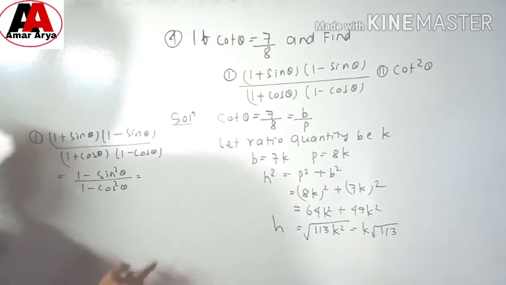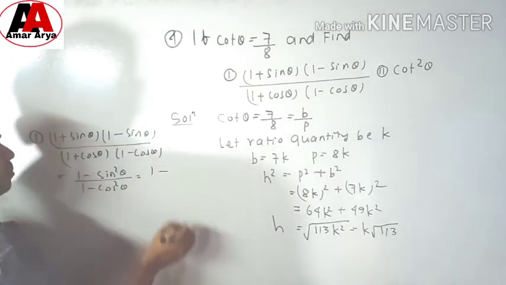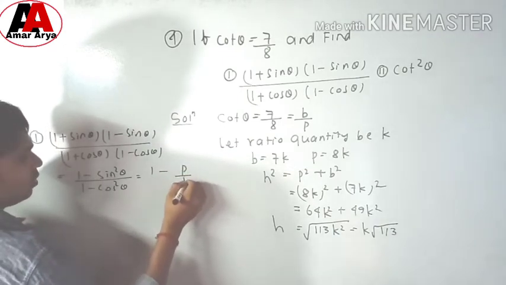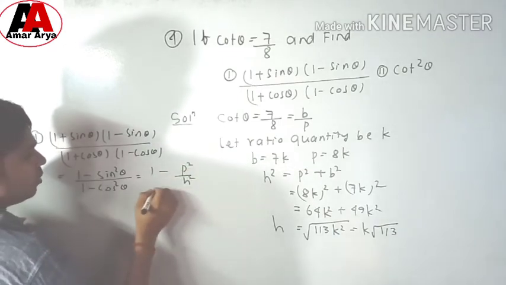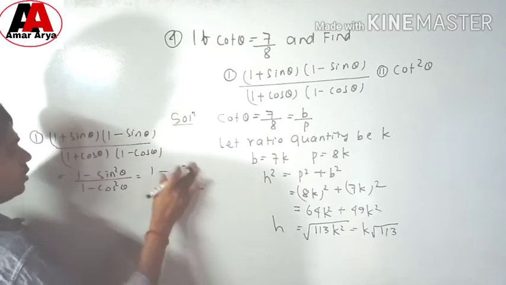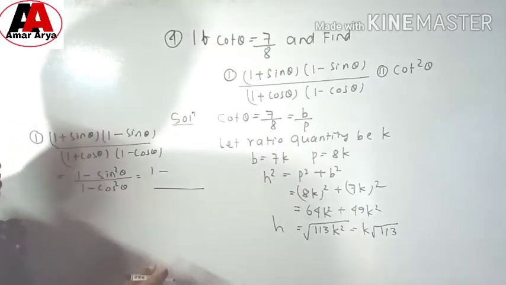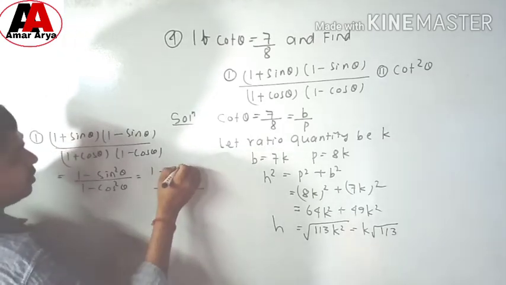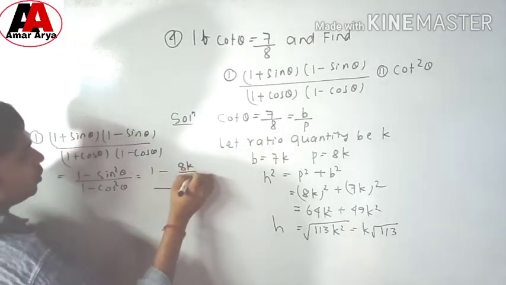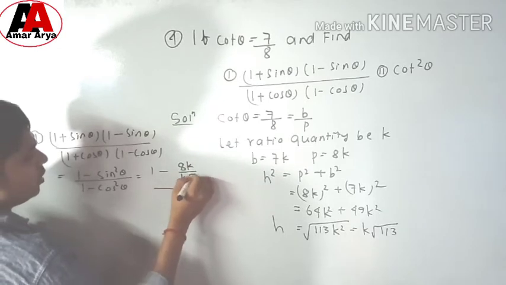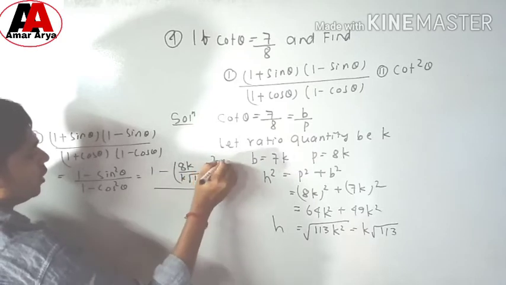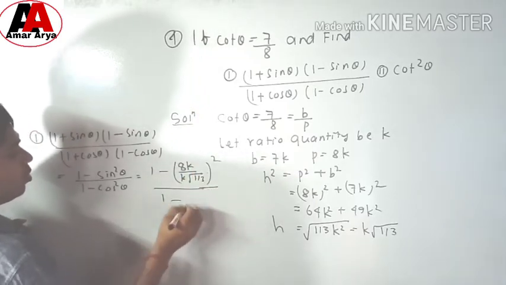Okay, so the value of sin theta will be what? 1 minus p by h. So p by h means sin theta, that is 8k by root 113k. Okay, and after that here is the 1 minus cos theta.